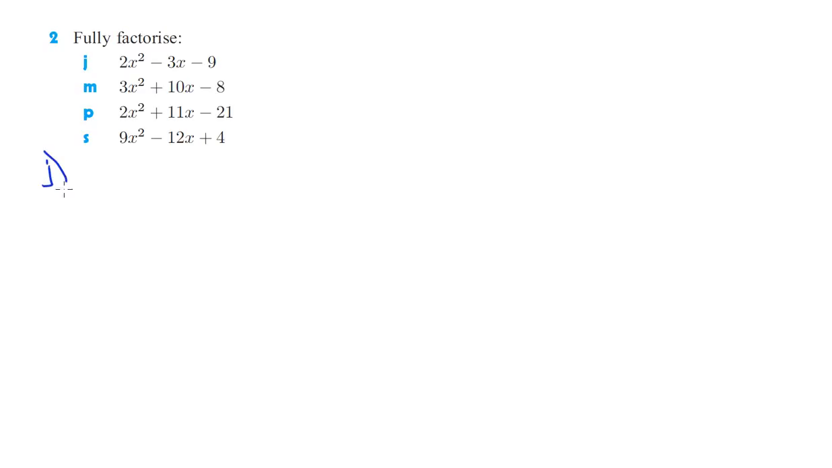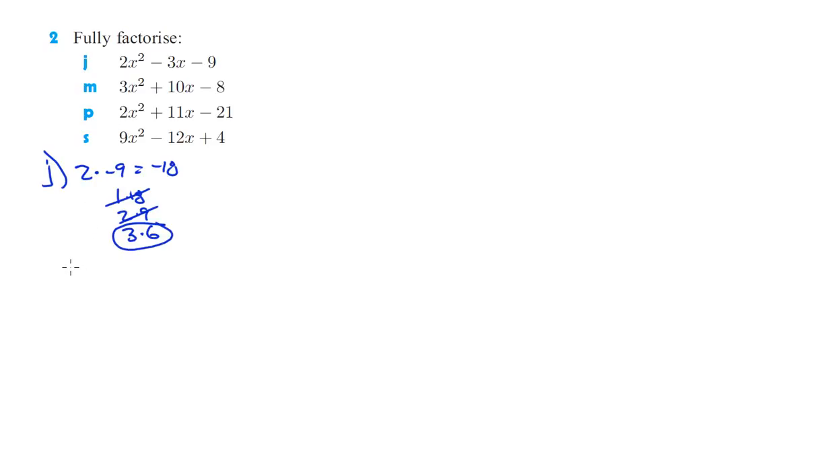So J, we've got 2 times negative 9 is negative 18. So it's the factors of 18 that have a difference of 3. So 1 times 18 doesn't have a difference of 3. 2 times 9 doesn't have a difference of 3. 3 times 6 does have a difference of 3. So it's going to be 3 and 6.